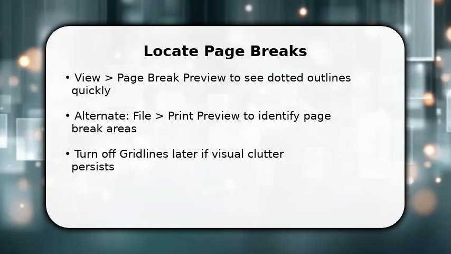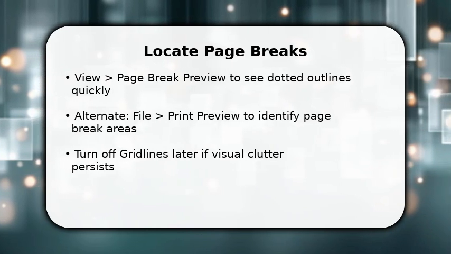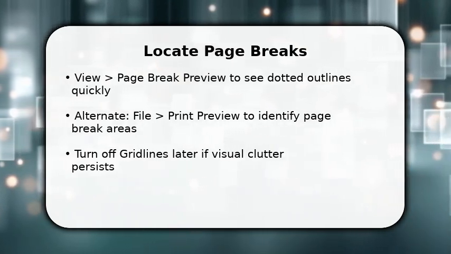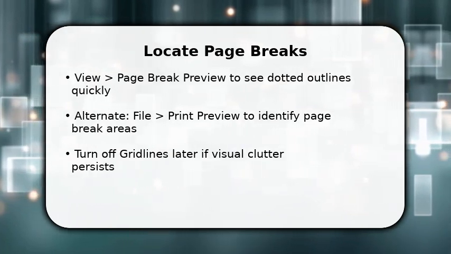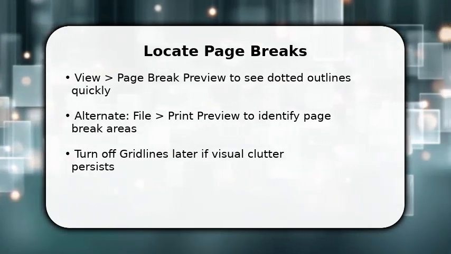You begin by finding the dotted lines so you can remove them. First, open View and switch to Page Break Preview. Excel shows page boundaries as blue dotted lines so you know where breaks occur.